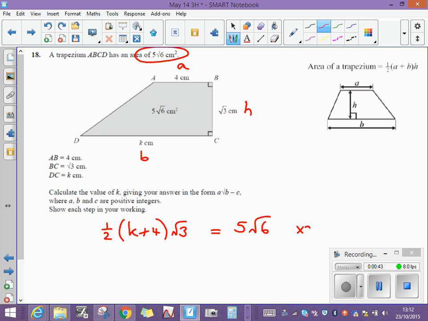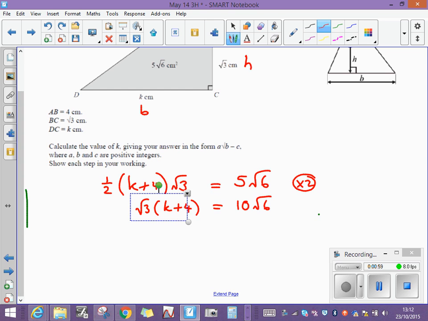First thing I'm going to do is multiply both sides by 2 to get rid of the fraction. The half then is going to disappear. Let's write it as root 3 times K plus 4, and if I multiply the right hand side by 2, that's just going to give me 10 root 6. Okay, next thing I need to do, I'm going to divide both sides by that surd. So I'm going to divide by root 3.